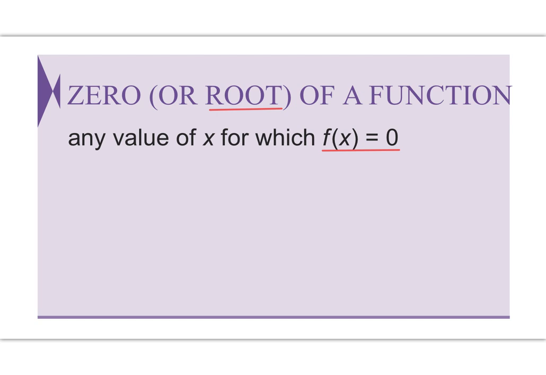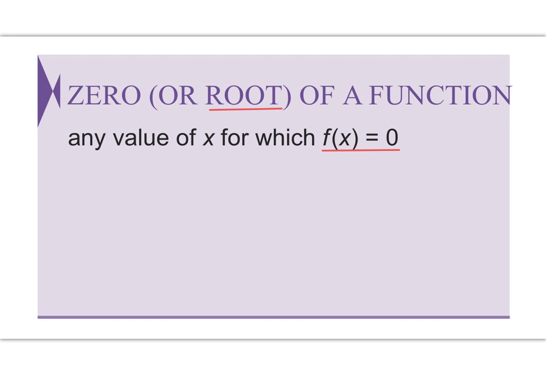The last thing I want to talk about here is a 0 or a root. So we've talked about y-intercepts. Now we want to talk about x-intercepts. An x-intercept is a 0 or a root. It's basically where it crosses the x-axis, which means it's where your y value is 0. So y-intercepts are where your x value is 0. X-intercepts are where your y value is 0.